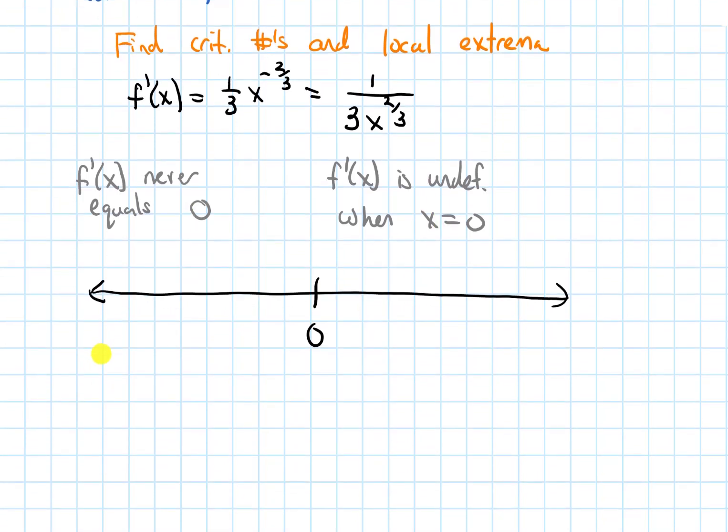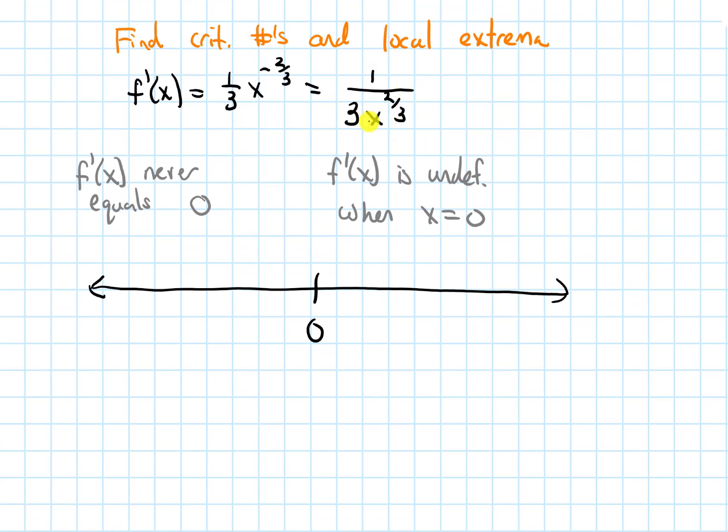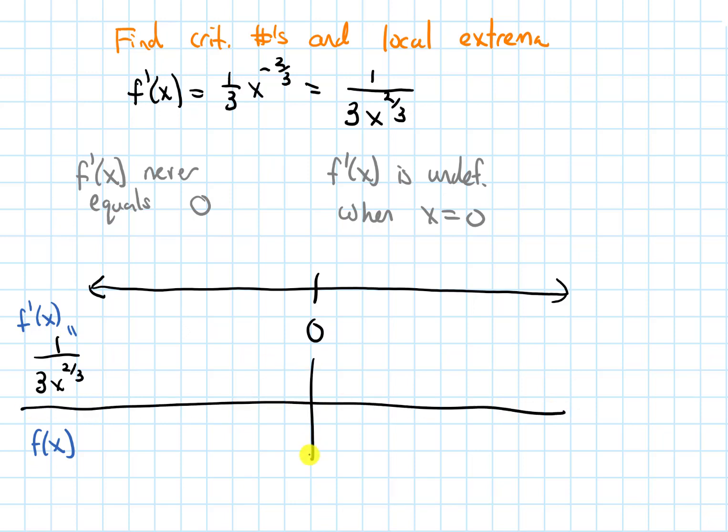Okay, so now, I think with this function, we could probably just handle it all together. 1 over 3 x to the 2/3. So, okay, so we'll have that. So this is our derivative. This is our f prime of x. And then based off of that, we'll write down what's happening with f of x, the original function.